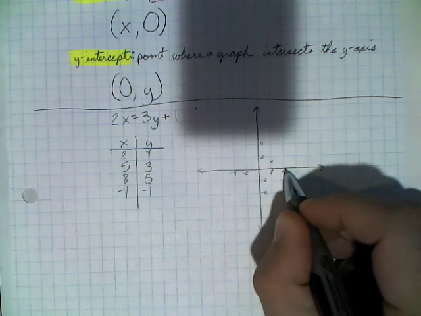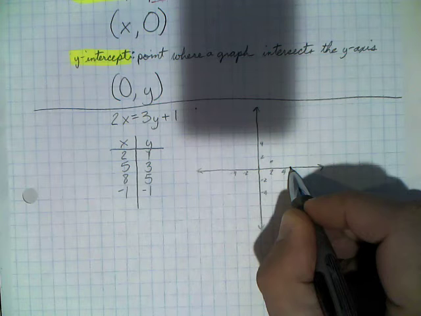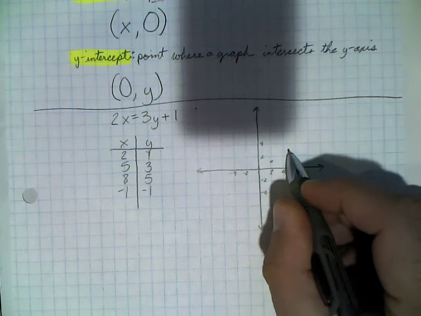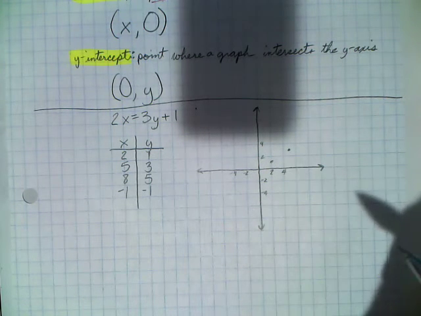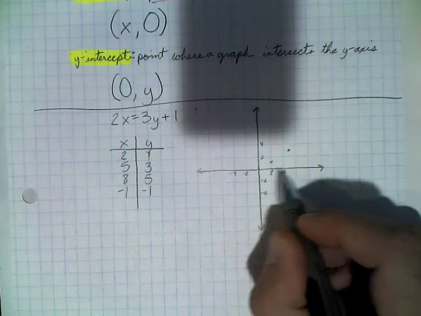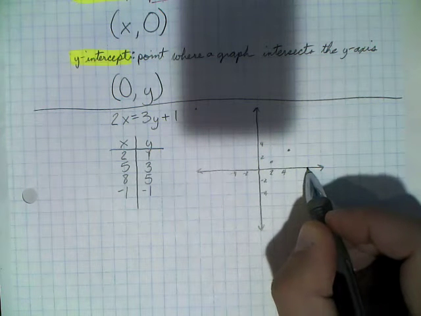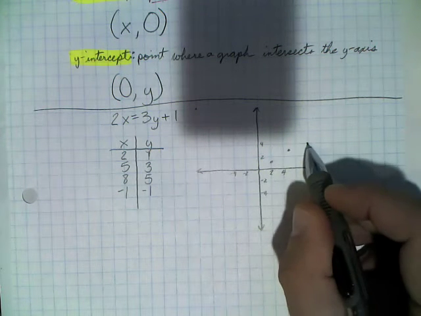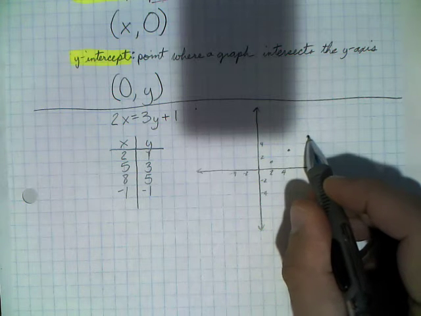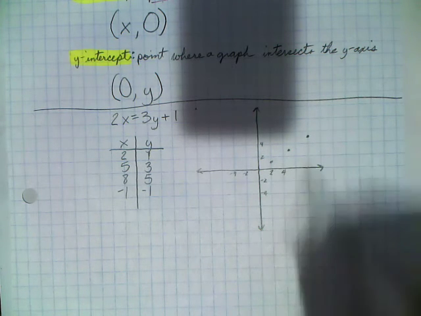5 would be 2, 4, 5. And then 3, 2, and then halfway would be 3. 8 would be 2, 4, 6, 8. And then I got a positive 5. So 2, 4, and halfway would be 5. These are fitting on a nice line here.